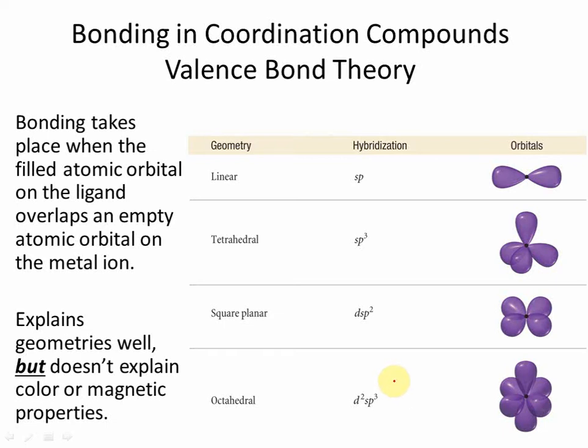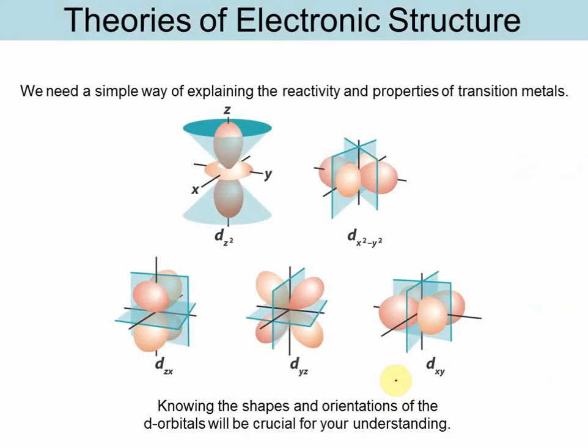And this is where we've got to understand the shapes of the d orbitals. So just again a review, this is the dz squared. This is dx squared minus y squared. It lies on the x and the y axes. The dxy, the dyz, and the dxz. So here they give you the legend for the axes.